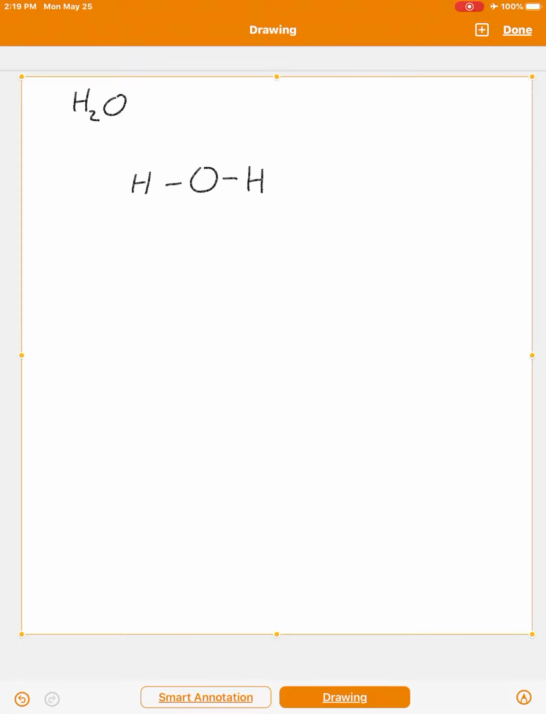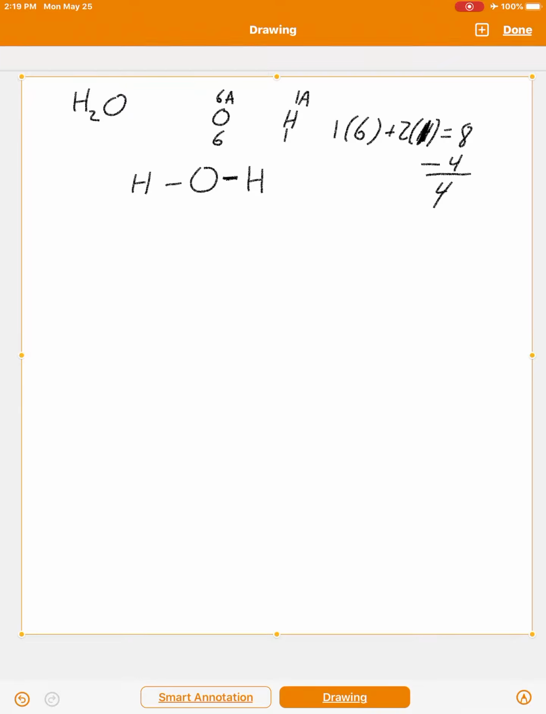We then say, how many valence electrons are there? Well, oxygen is in column 6A, which means it has 6. Hydrogen is in column 1A, which means it has 1. So the total number of electrons would be 6 for the oxygen. There's only one oxygen, so I'll write 1 times 6. 1 for each hydrogen, but there's 2 hydrogens. Oops, 2 times 1. And you get 8. 8 valence electrons. We've already used 4.